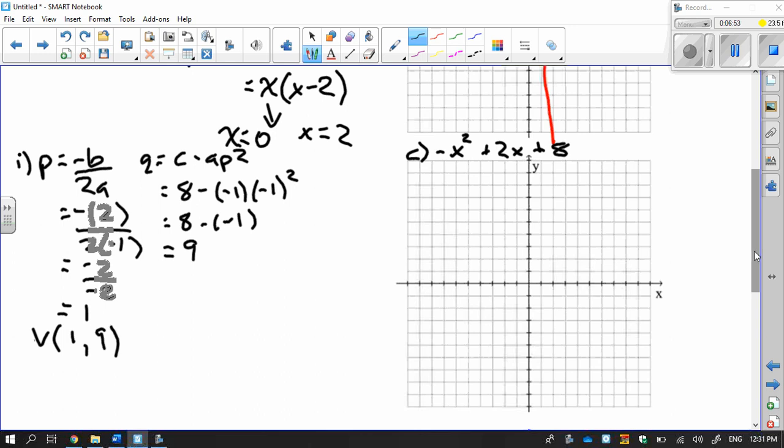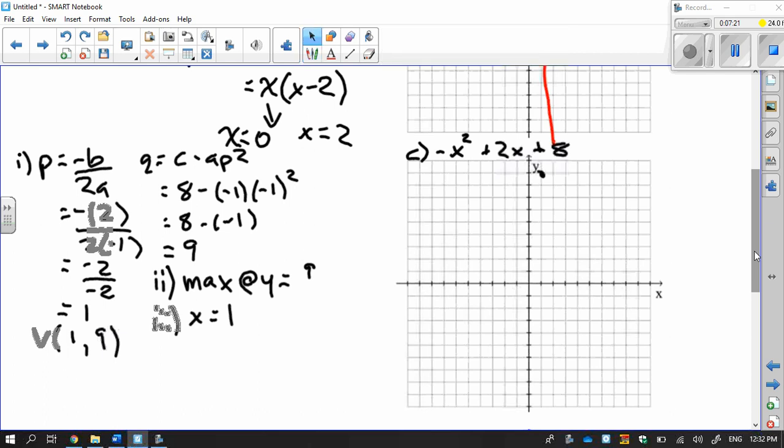You can already see this makes sense based off of where our y-intercept should be. Keep that in mind. Always check if your answer makes sense. Number 2, max or min: we have a max at y is equal to 9. Our axis of symmetry, x is equal to 1. And our y-intercept is our c value, so y is equal to 8.